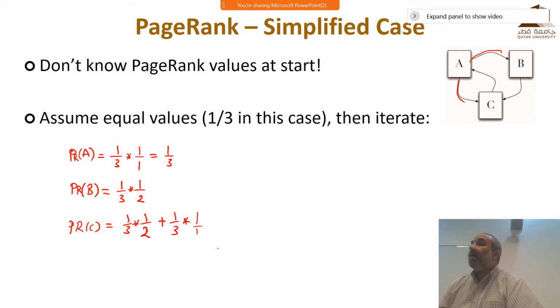What is that? Is there something wrong here? Okay, I got your point. You want to use the current value of PageRank of B? No. In that iterative solution, we don't update until we finish everything. That's the first iteration. Now, let's go to the second iteration.